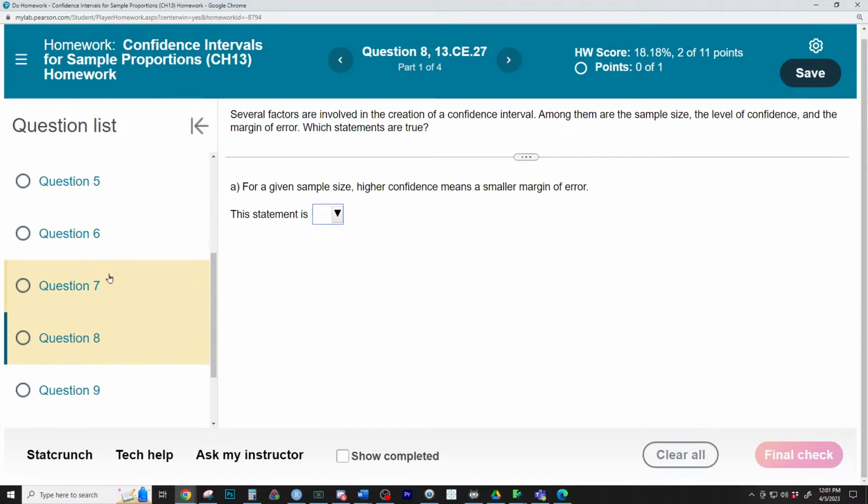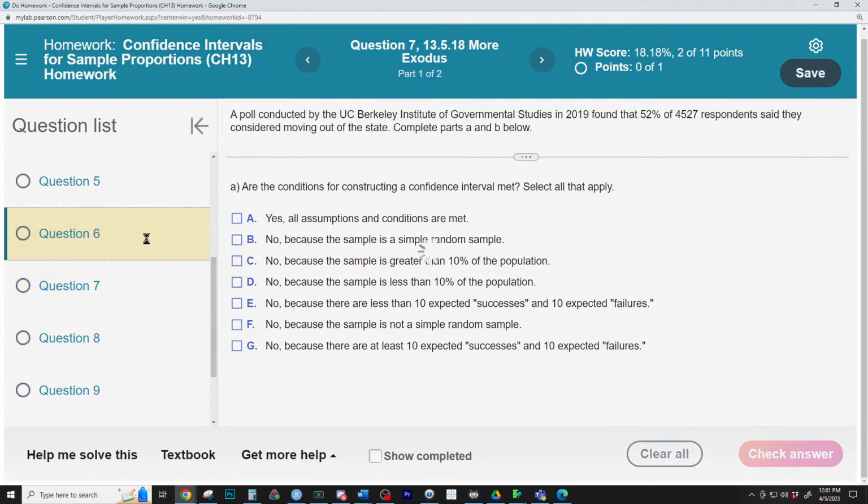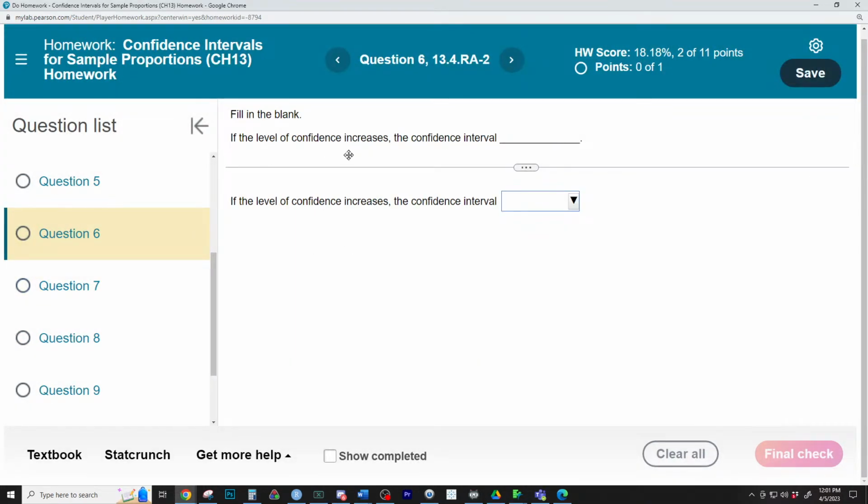The true-false is a good fun one. But then, if you look at something right here, let's look at a multiple choice. If the level of confidence increases, the confidence interval will what? It'll get wider. It gets wider. That's what happens.